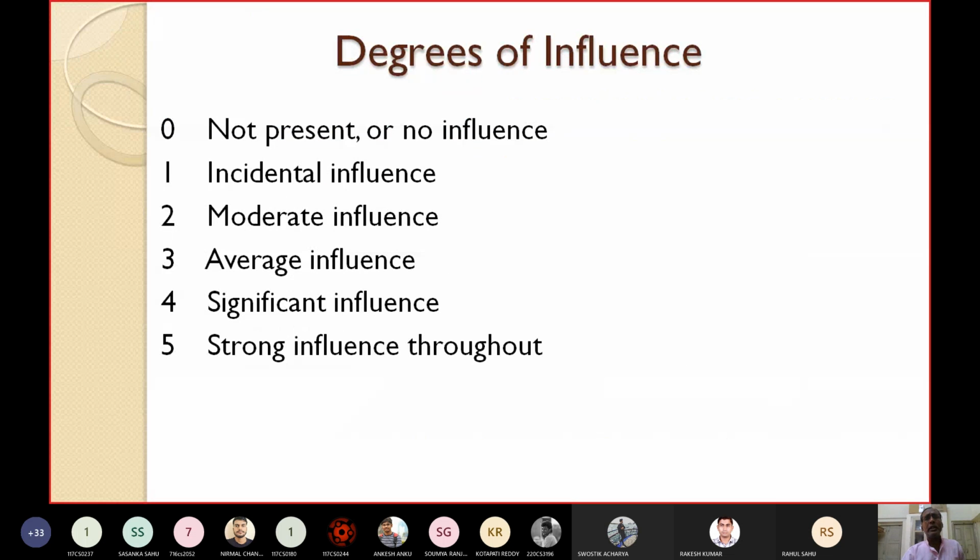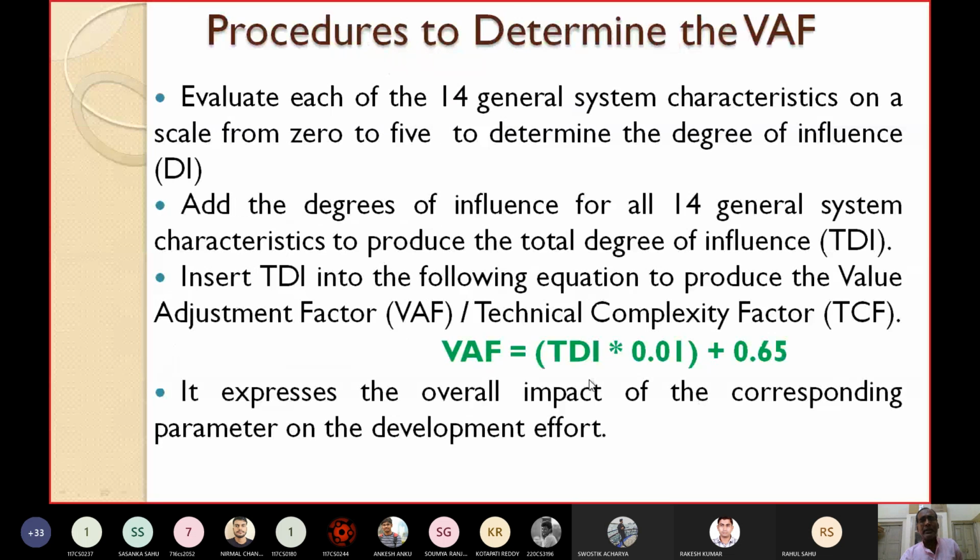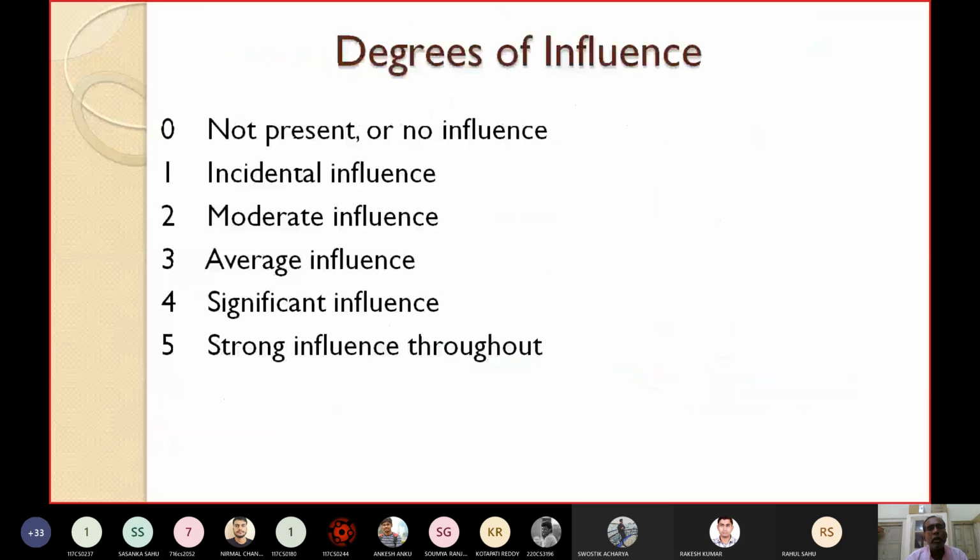In order to know the value adjustment factor, we have to know another parameter, because the value adjustment factor is computed like this: there is a formula, TDI into 0.01 plus 0.65. And what is TDI? TDI is the total degree of influence. So first we have to know what we mean by degree of influence, and what the possible values are.